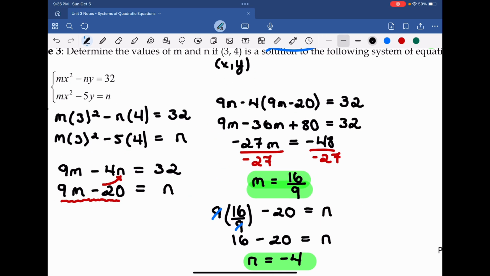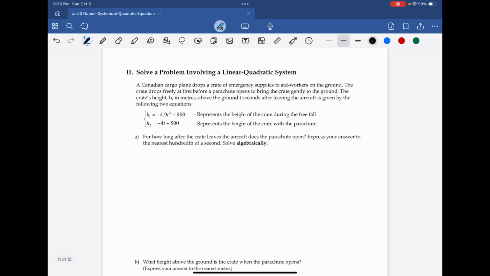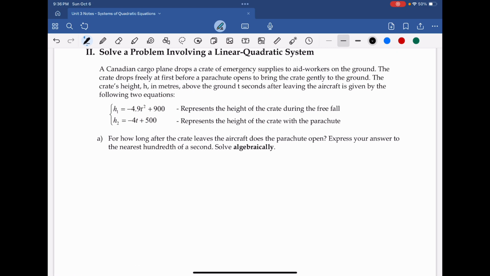And I'm also going to arrow over, indicating that we went from these equations to then isolating for our m value from there. All right. Now, let's go to our next part here.